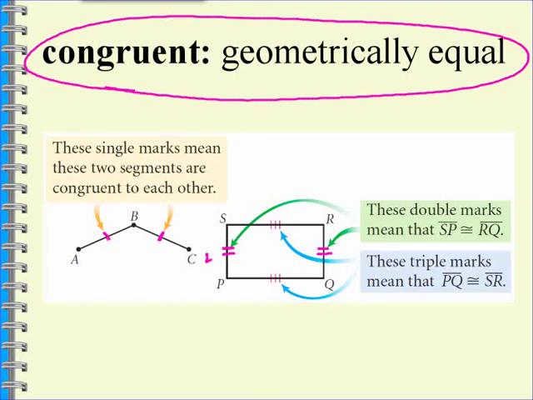So if this side was 4, this side has to be 4. The 3 tick marks here mean that these two segments are congruent. If this is 6, that side has to be 6. So that's what congruence is.